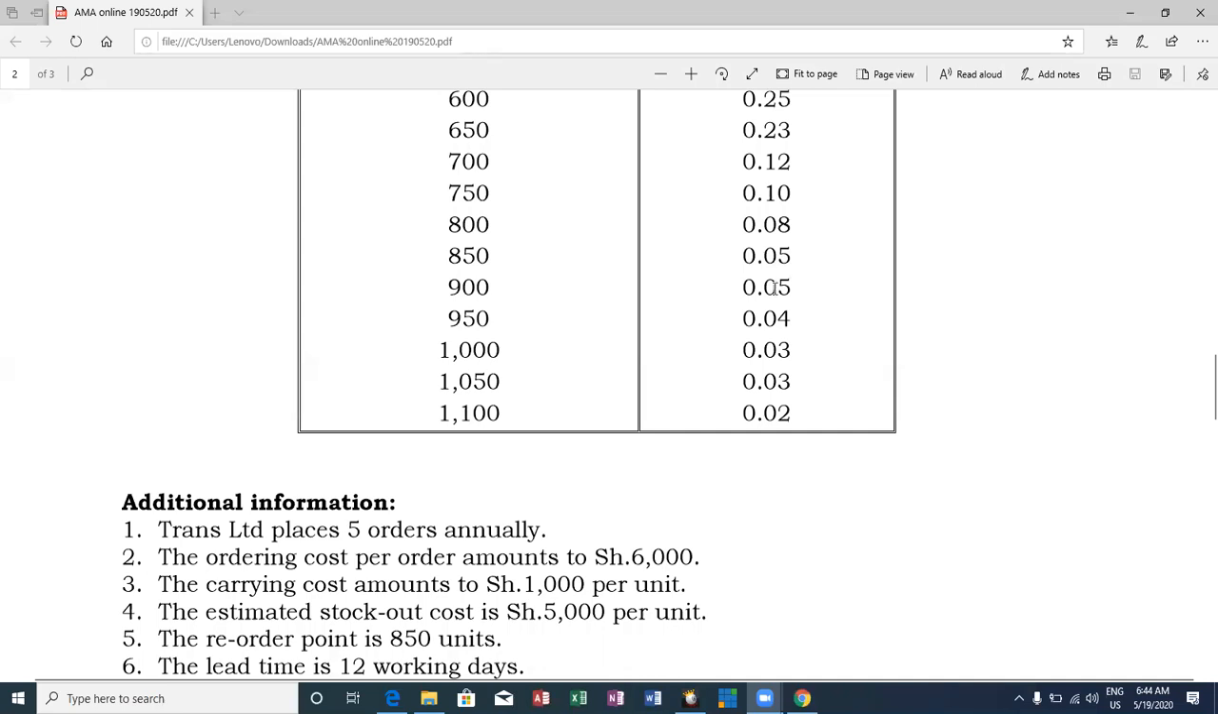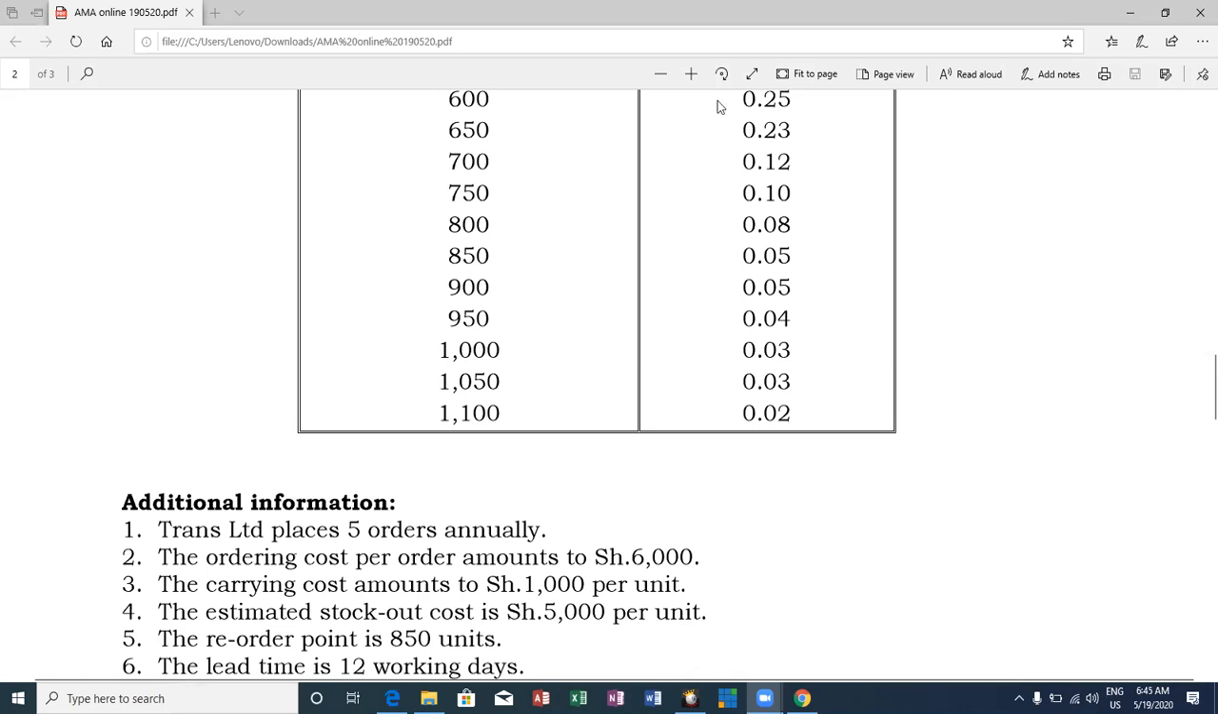So probabilities, what do we have here? 0.05 for 850. 0.05, the same. The next one is 0.04. And then we have 0.03. And then we have 0.03. Thank you very much. Lastly, 0.02. Thank you very much.